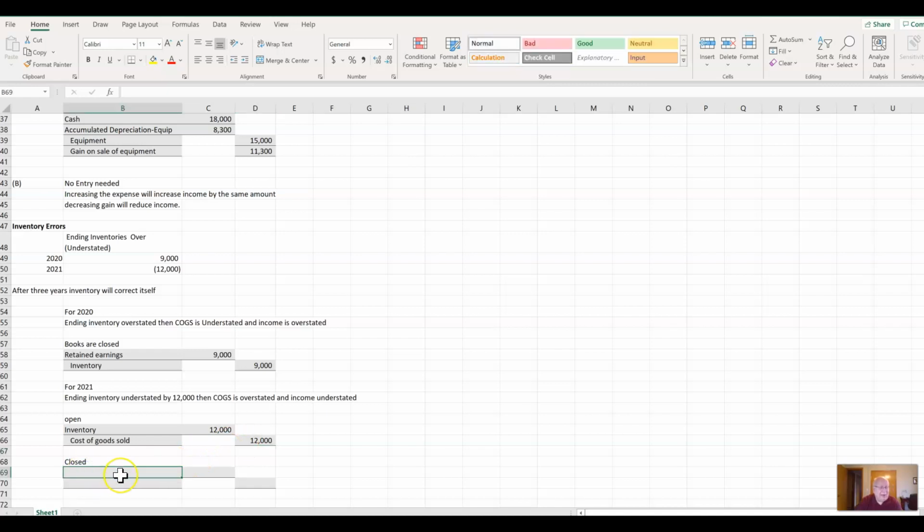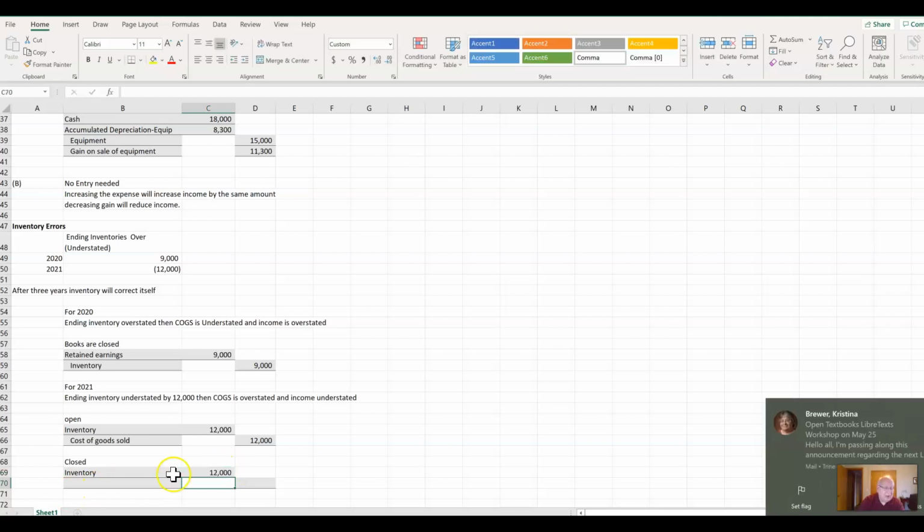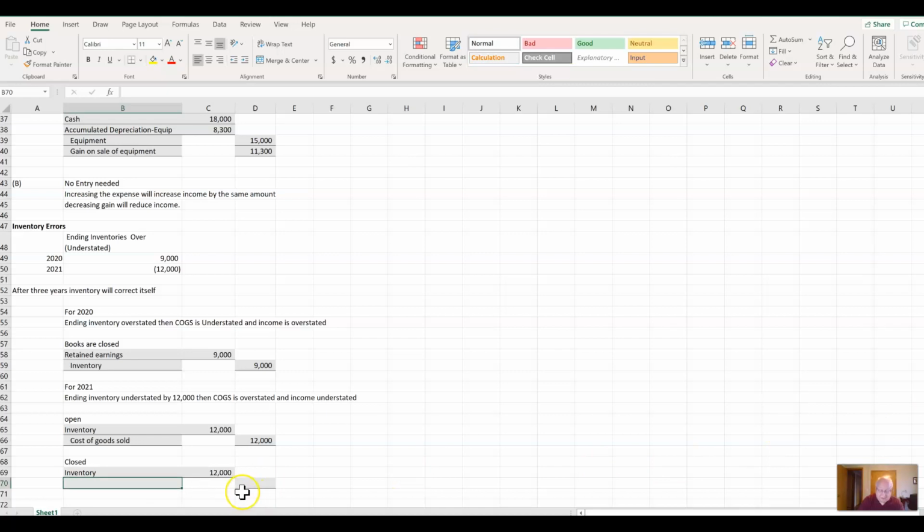Okay. Now, if the books are closed, well, we still do the inventory just like before because we need to increase inventory by the 12,000. However, we want to then increase retained earnings because that's where income is closed into, by 12,000. Okay, and that's the two inventory errors.